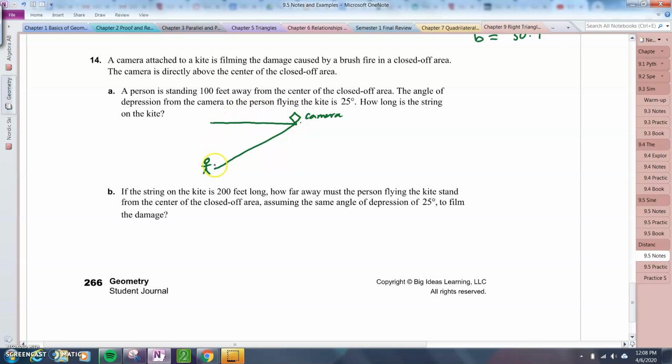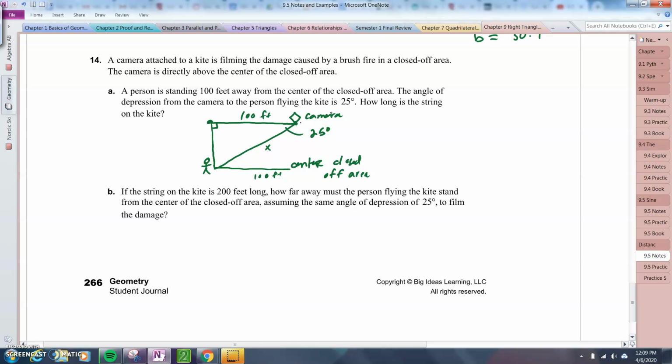And we know that the person, so here's where your triangle is going to be. The person, this distance here, this kite's flying over the center of the closed off area. And we know this is 100 feet here. Well, that means this up here also has to be 100 feet. So we need to find the length of this string. Let's just call it x. That's our unknown. And we also know this angle of depression is 25 degrees.